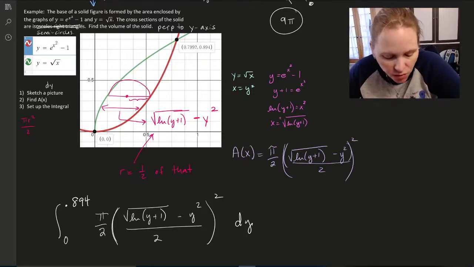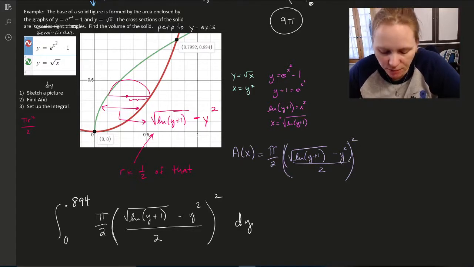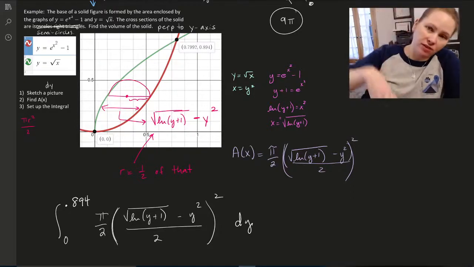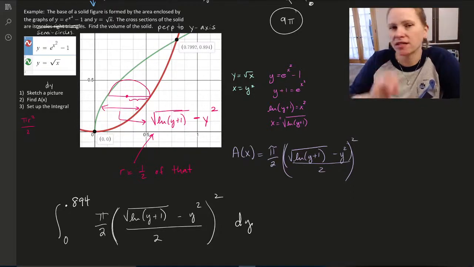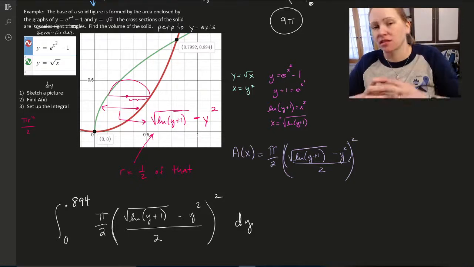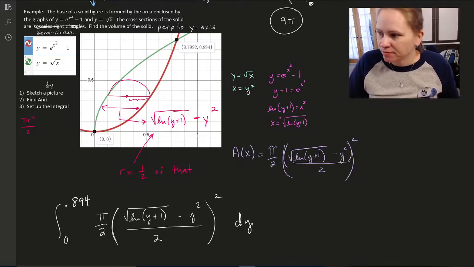And then what really made this one tricky is that the semicircles, instead of straddling an axis so that the radius was just the function, here we had to do some critical thinking and understand that the distance between the two functions is function 1 minus function 2, but the radius is half of that because it's the radius of a circle. The entire thing would be the diameter. And then, of course, pi over 2 because it's a semicircle.